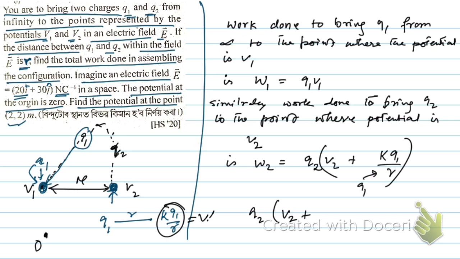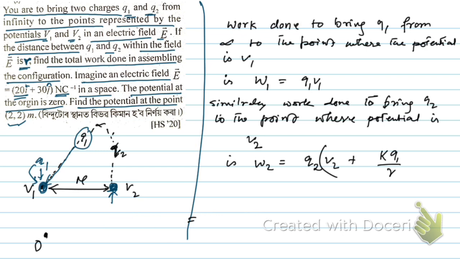This is potential due to Q1, right? So this was the initial potential and this is the potential due to Q1, right? So that's why the work done to bring Q2 to the point where the potential is V2 is given by this. So here, don't write similar, okay? Write this way.